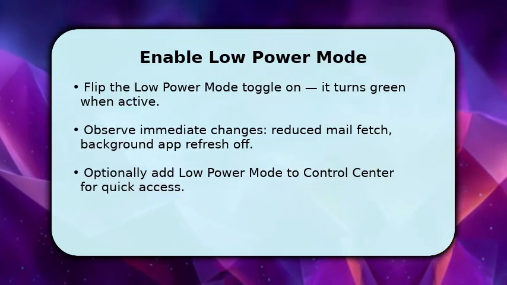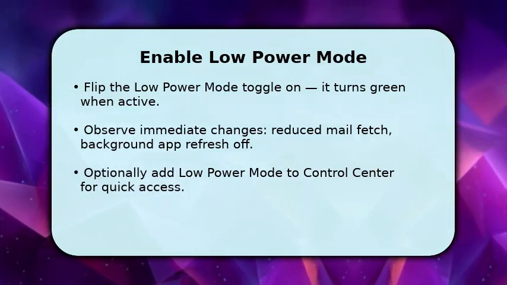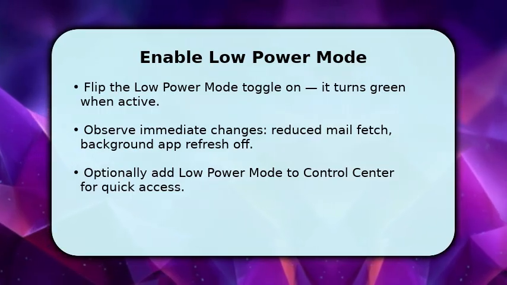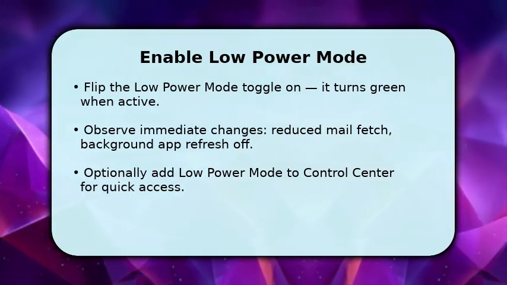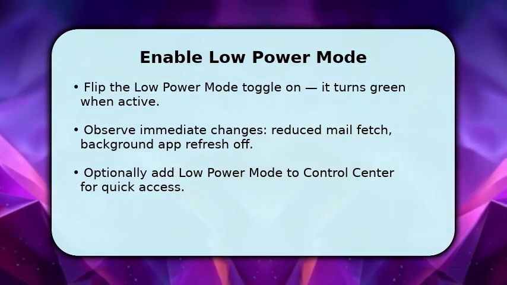If you want faster access later, go back to Settings, Control Center, and add low power mode so you can toggle it from the control center with a swipe. This step ensures you can engage the saver quickly when you need extra runtime.